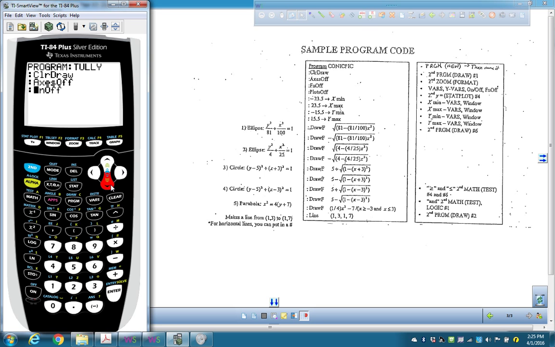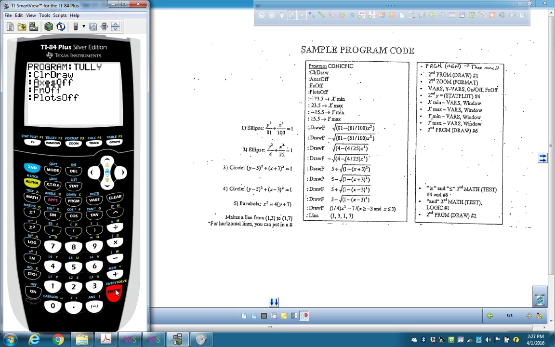Once I have that in there, plot top is found above y equals. See, it even says that. Second y equals, and you turn your plots off. All that does, if you have a stat plot in your graph, is turn it off. So the next 4 steps are setting up your window.